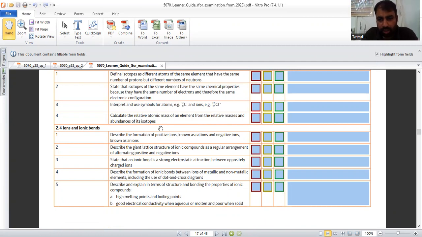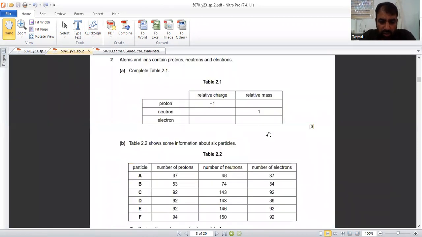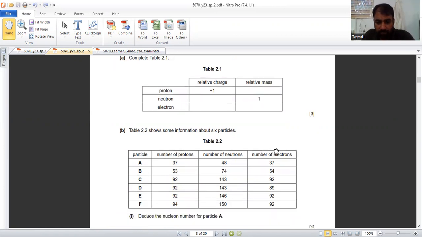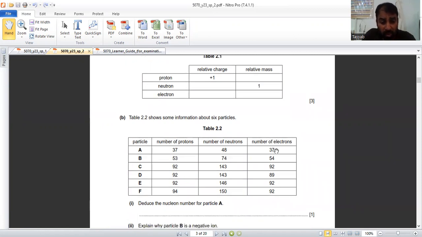Hope you are clear with the atomic structure. I would like to show you some questions related to atomic structure again. Here you can see a table showing some information about 6 particles. For the revision of the 2023 exam, I tried to choose questions from the specimen paper, so it becomes more relevant with your current exam. Table 2.2 shows some information about 6 particles.